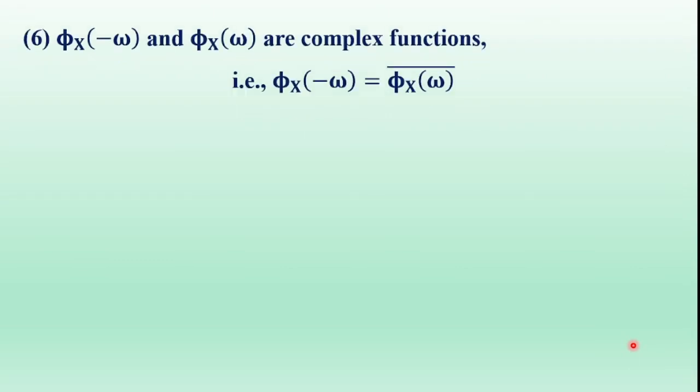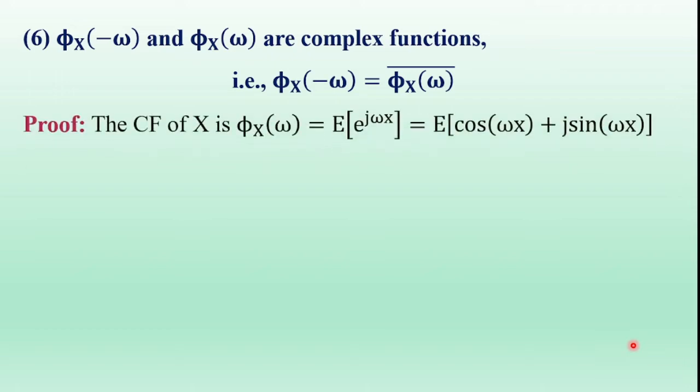Next property, pi x of minus omega and pi x of omega are complex functions. So that is, pi x of minus omega is equal to pi x of omega bar. Now coming to the proof.